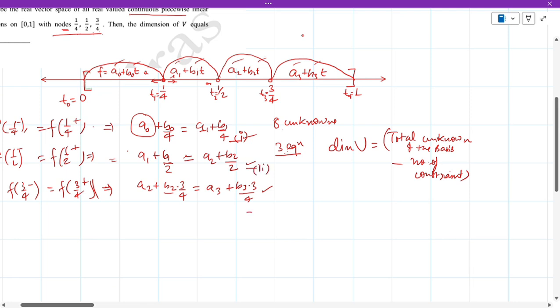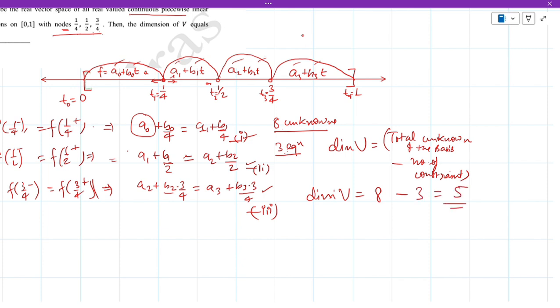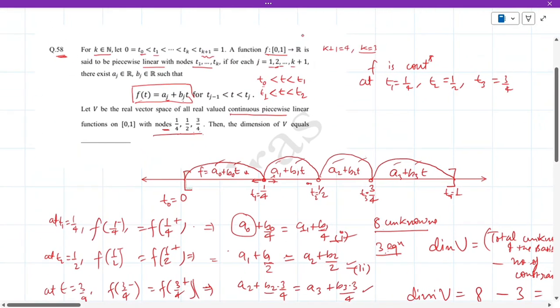So what will the dimension be? The dimension of V can be calculated as the total number of unknowns, which is 8, minus the number of constraints, which is 3. So the dimension of V comes out to be 5. I think it is clear to you. If you didn't understand any step, you can mention it in the comment box. I will sort you out.